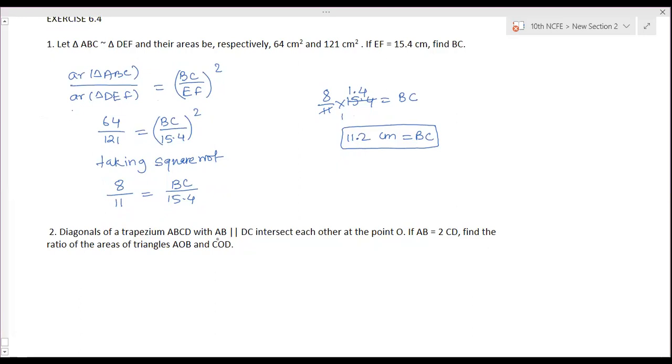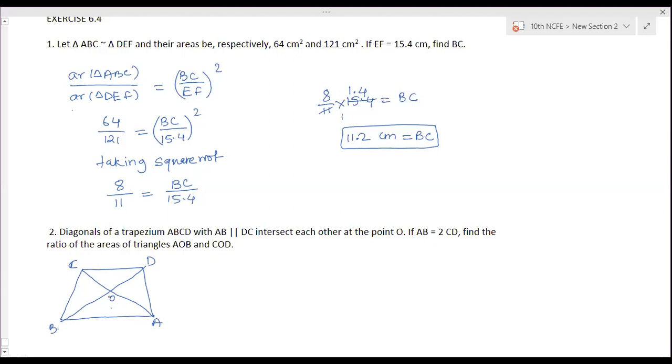Diagonals of trapezium ABCD with AB parallel to DC intersect each other at point O. If AB is equal to 2CD, find the ratio of areas of triangle AOB and COD. So first we have to draw the diagram. AB is twice of CD, that means CD should be smaller. A, B, C, D. Diagonals intersect at point O. So we have to take the AOB and COD ratio.